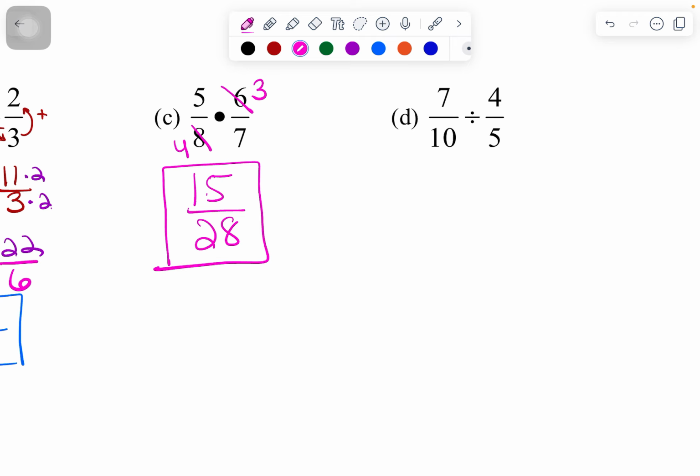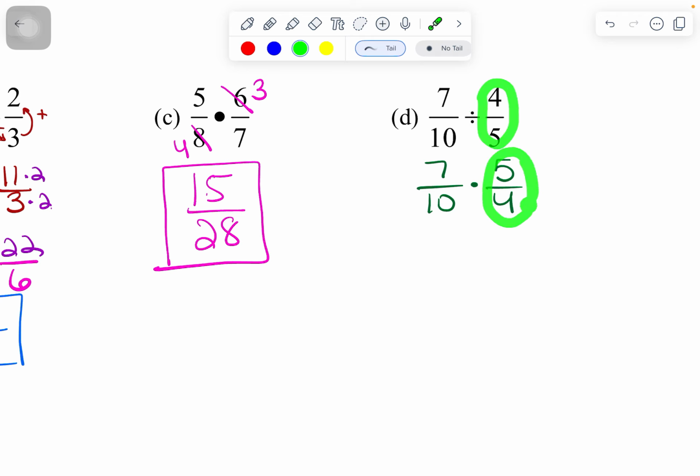All right, multiplying fractions. Now, part D says we're going to divide, but, well, we're really not. You never divide fractions. You're going to take your first fraction, you are going to multiply it by the reciprocal, big word that means flip the fraction over, the reciprocal of the second fraction. So 7 tenths, still 7 tenths here, divided by becomes multiplication, and then 4 over 5 as a fraction becomes 5 over 4. So you're multiplying by the reciprocal.